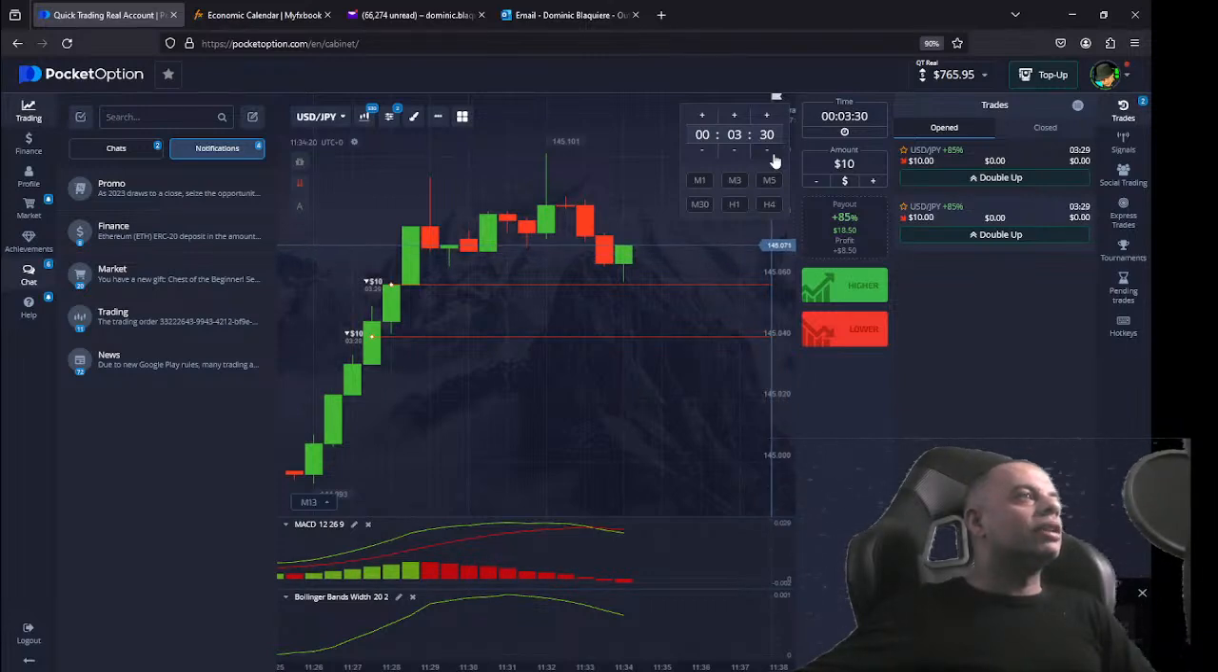Right, should be coming down some more. It's bounced there. I just need it to go underneath here so I can go back up, take one trade up. Come on, keep tanking through. Taking its time, isn't it?